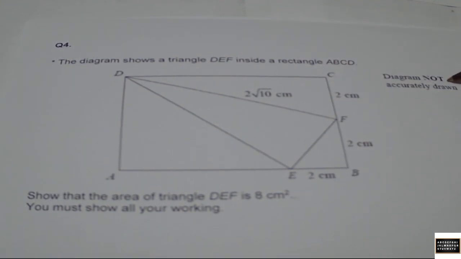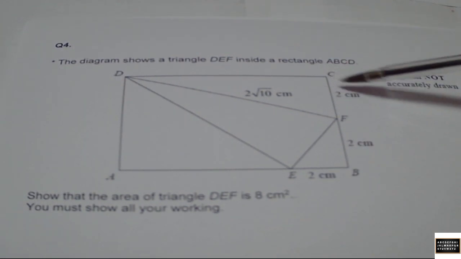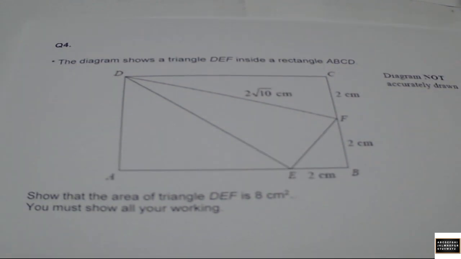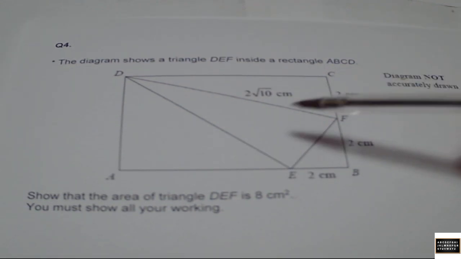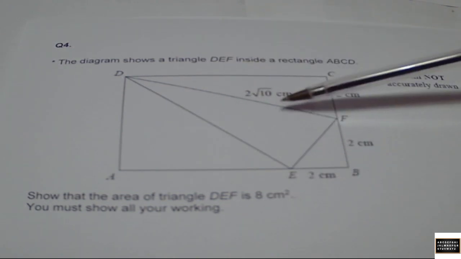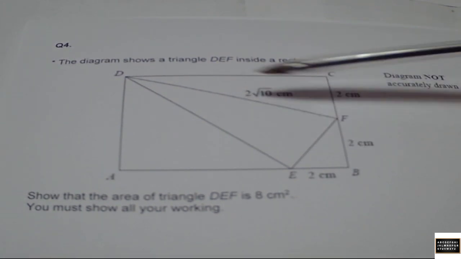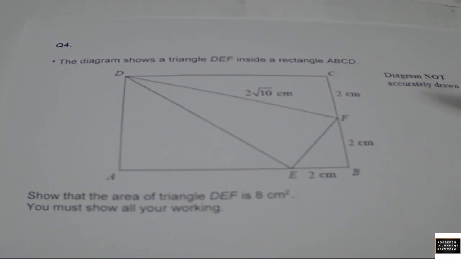It's important to mention that it has said the diagram is not accurately drawn, so you shouldn't go assuming certain things about it. It's important to have your strategy in your mind. If you ever see a question like this, the strategy's always got to be: work out the area of the big thing, work out the area of the little things inside to work out what's left, and go for that strategy all the way through.